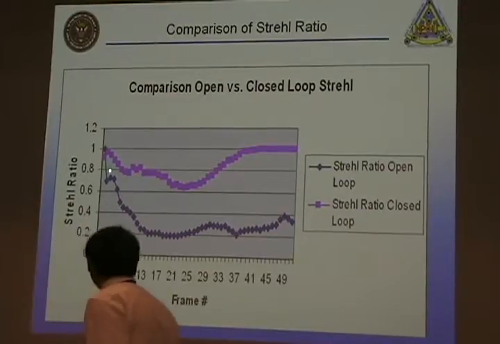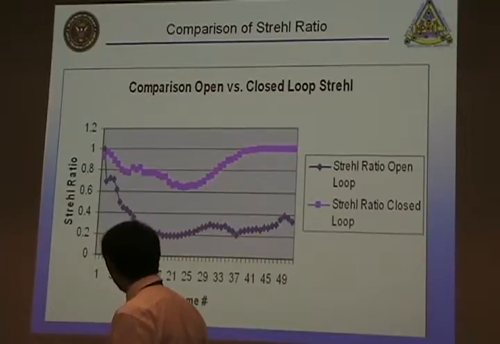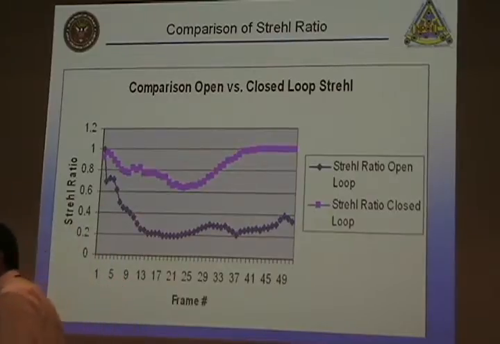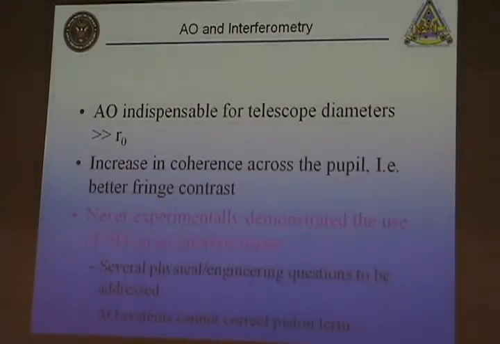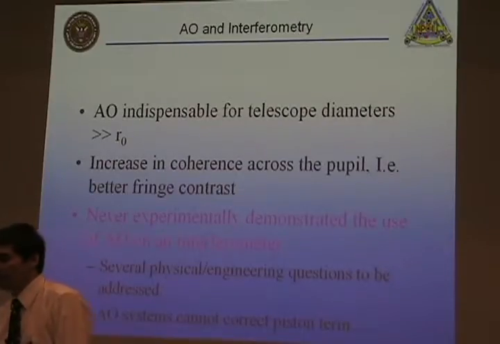And this is a comparison of the open loop versus closed loop, looking at the Strehl ratio for that system we just covered. Now, basically, for apertures much greater than r0, you need to use adaptive optics.